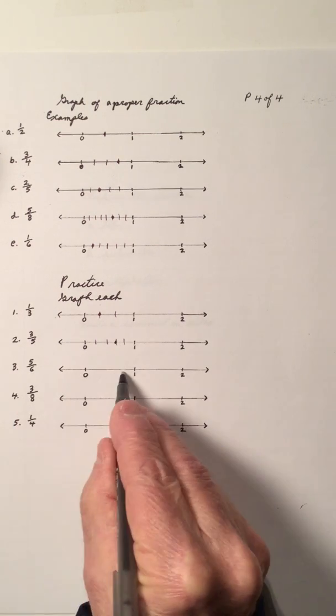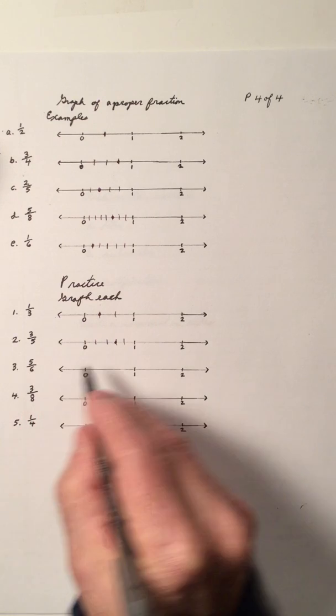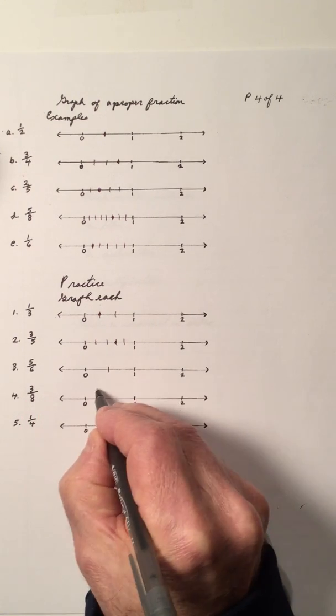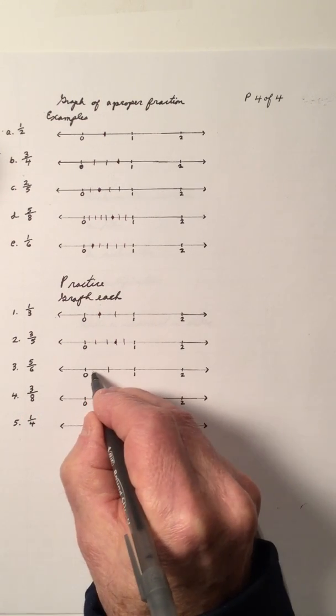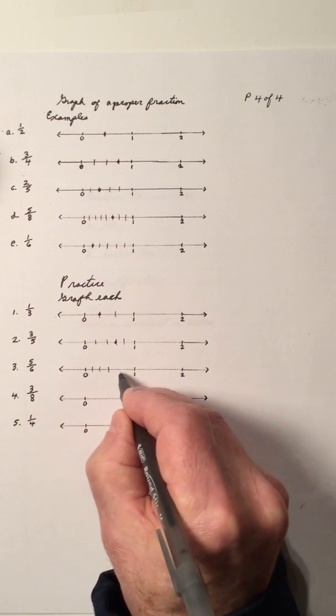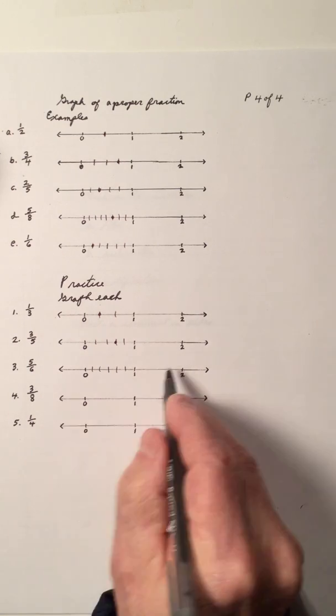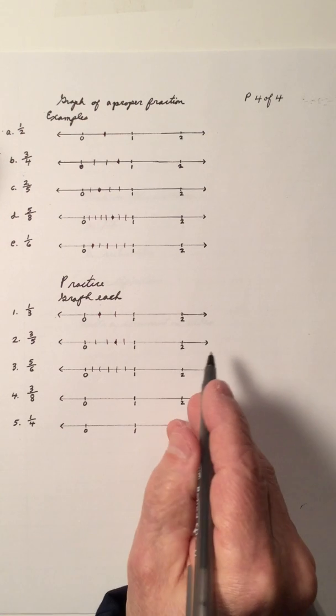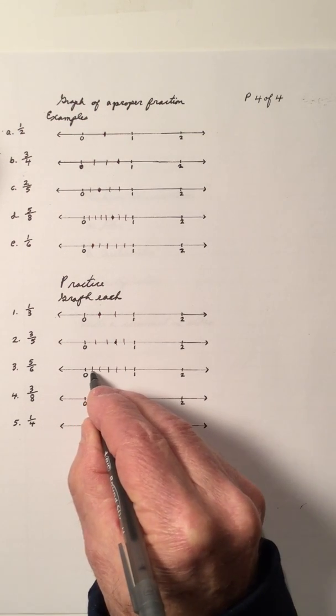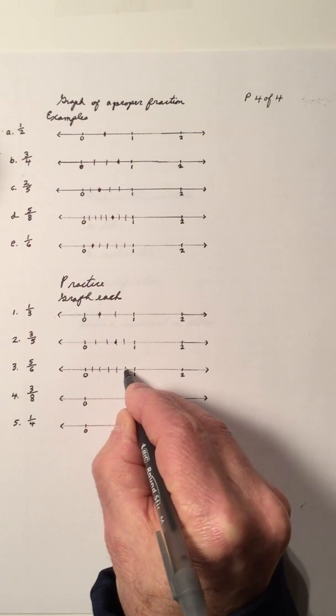3/5. 5/6, 6 pieces. Again, there's a 3, and I go 3 here, 1, 2, 3, and 3 on the other side. Makes it 6. Make 5 cuts. 6 pieces. And I have 5 out of 6. 1, 2, 3, 4, 5.